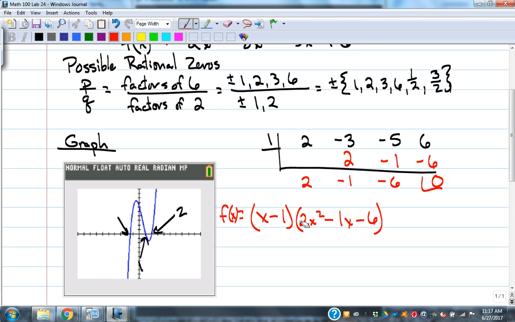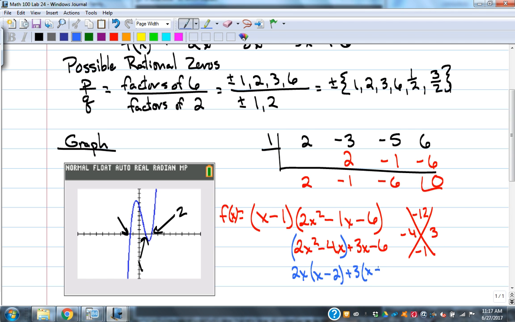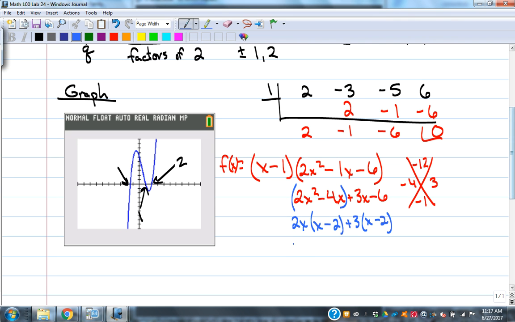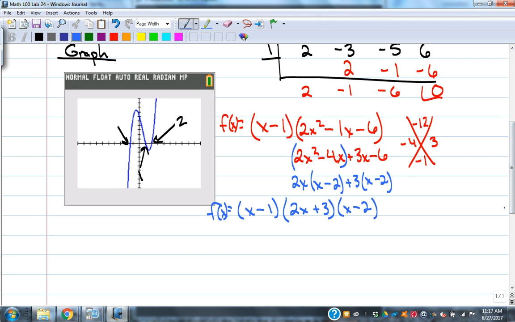And we can factor this a little further using the x method. So negative 12 add to be negative 1, be negative 4 and 3. It'd be 2x squared minus 4x plus 3x minus 6. And then group that. 2x, x minus 2, 3, x minus 2. And then that's 2x plus 3, x minus 2. And then we already had the x minus 1 factor. That allows us to then take those factors and get all my zeros.